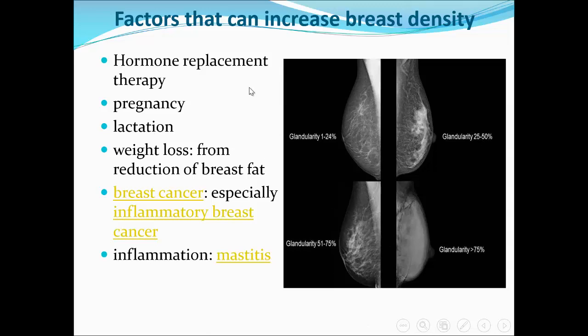Many factors increase the breast density, like hormonal replacement therapy. In pregnancy, the breast density increases, but in pregnancy we do ultrasound only, not mammo. In lactation, weight loss due to reduction of the breast fat, breast cancer, especially inflammatory breast carcinoma, can increase the breast density, and inflammation. All those can increase the breast density.